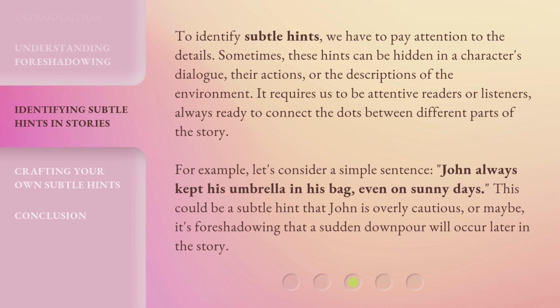John always kept his umbrella in his bag, even on sunny days. This could be a subtle hint that John is overly cautious, or maybe, it's foreshadowing that a sudden downpour will occur later in the story.